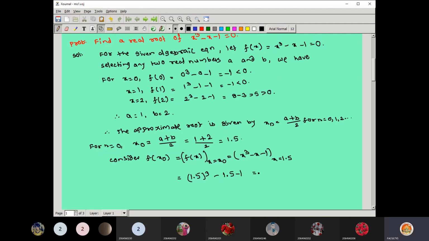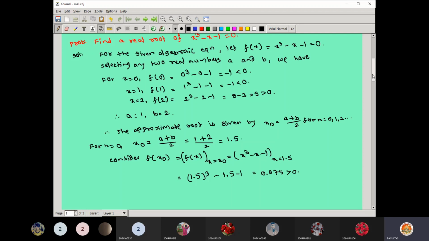1.5 whole cube minus 1.5 minus 1. What is the answer? 0.875. Right, 0.875. So whenever you are calculating the answer, that should be equal to 0, but here it is not equal to 0. Is it positive or negative? This value you are getting it as positive, which is nothing but greater than 0. If it is equal to 0, you can stop the process.